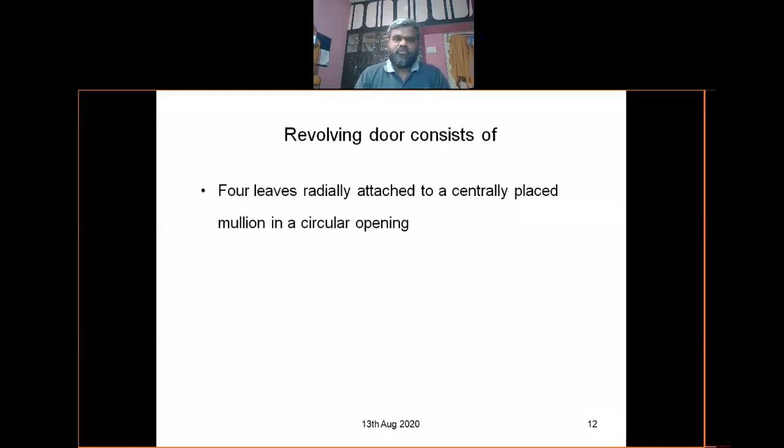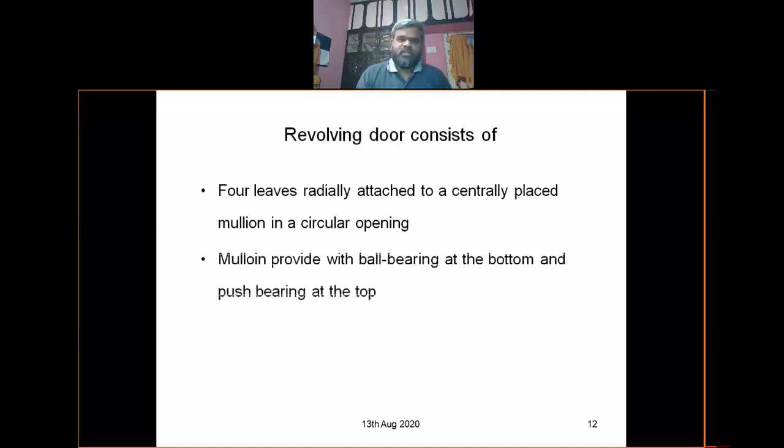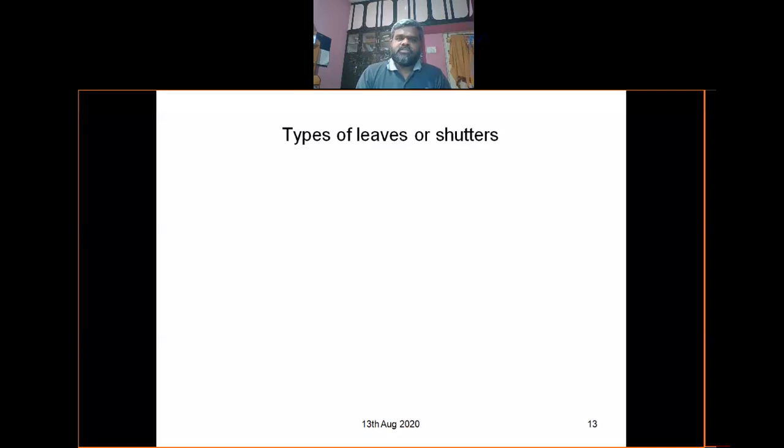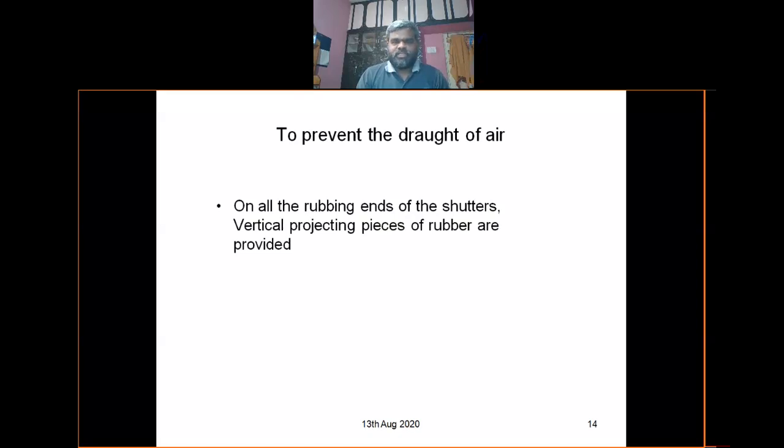A revolving door consists of four leaves radially attached to a central mullion in a circular opening, called a pivot. The mullion is provided with a ball bearing at the bottom and a push bearing at the top. The ball bearings are provided to revolve the door smoothly without jerks. The leaves or shutters may be fully glazed, or partly paneled and partly glazed, right? To prevent a draught of air, on all the rubbing ends of the shutters which rub against the masonry, vertical projecting rubber pieces are provided.